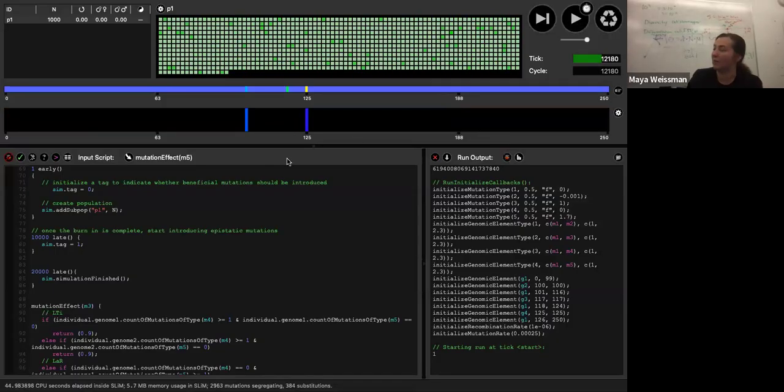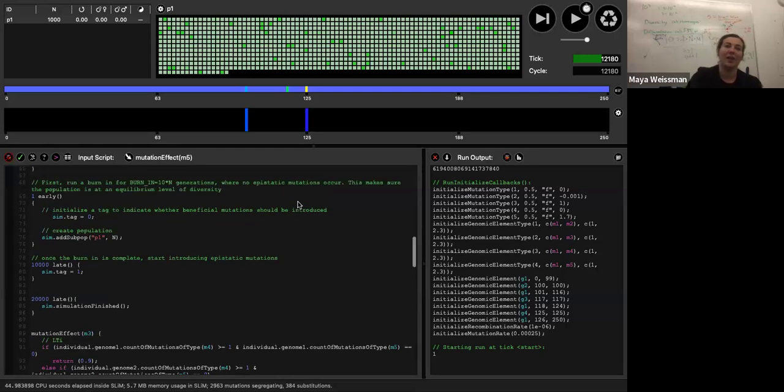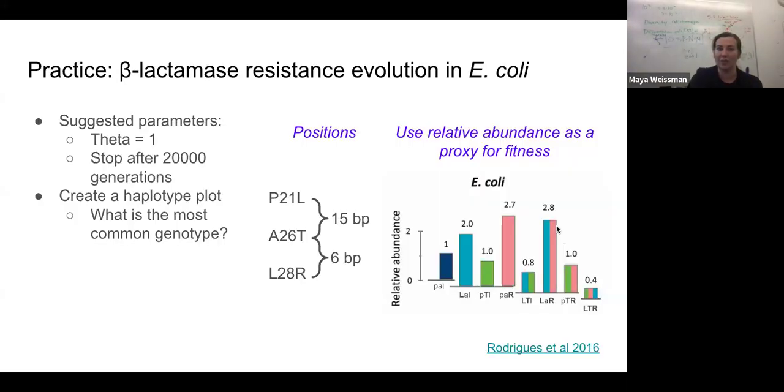So what is the most common genotype in the population? If this is a haplotype plot showing all of the 3 different mutations I care about right now, what it's saying is that the mutation at this locus is at a frequency of 100%. No one has the mutation at this locus, and everyone has the mutation at this locus. And if you look at the positions, this happens to correspond to what we would expect the global optima to be.